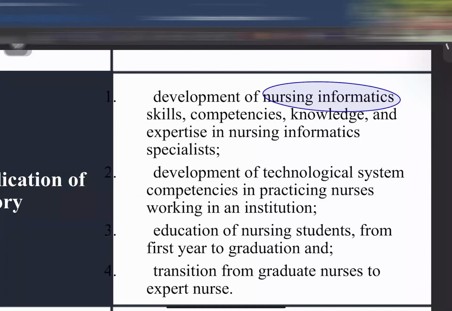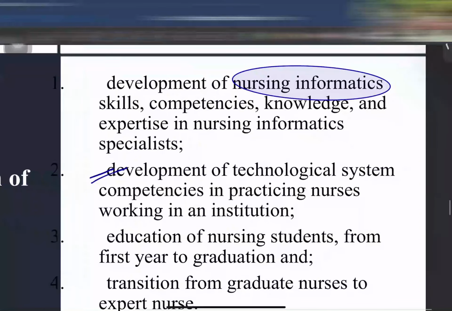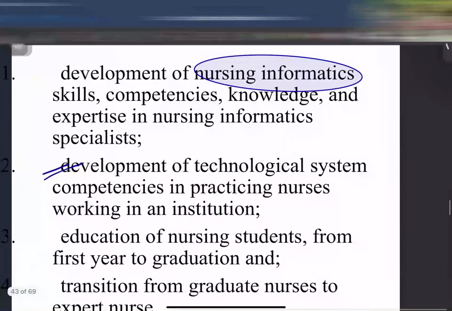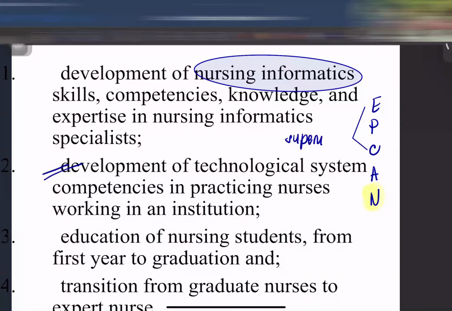Then class, we develop technological system competencies in practicing nurses working in an institution. So class, in my discussion, I have mentioned that in some hospitals, there is what we refer to as your super users. Usually your super users would belong to the CP&E, competent, proficient, and expert. A novice cannot be called a super user.